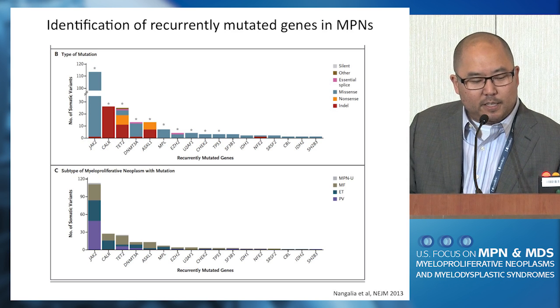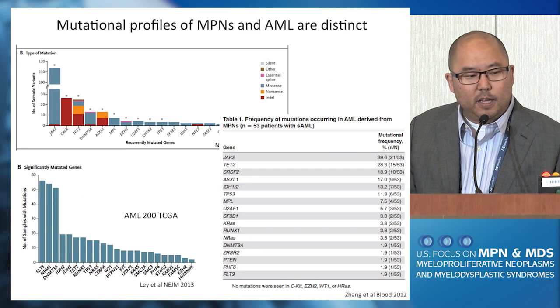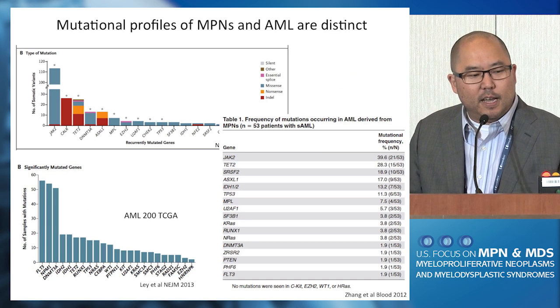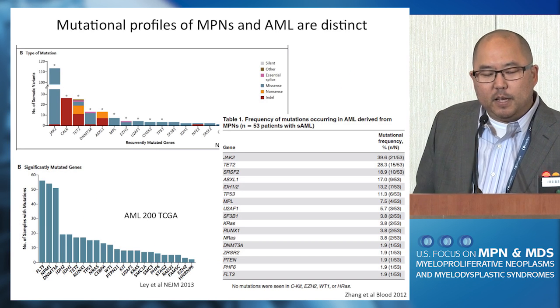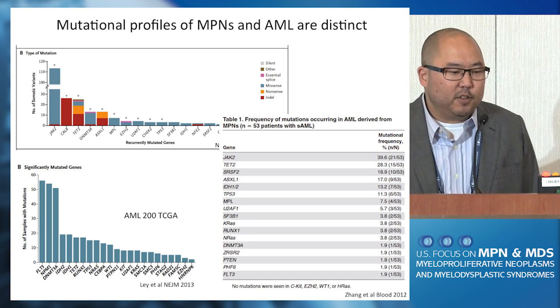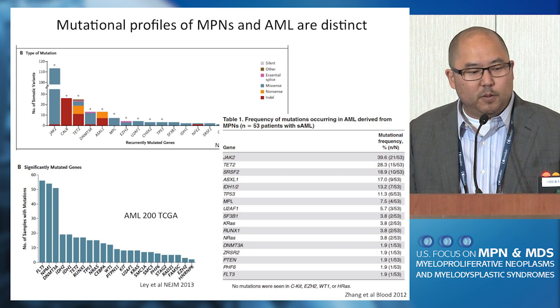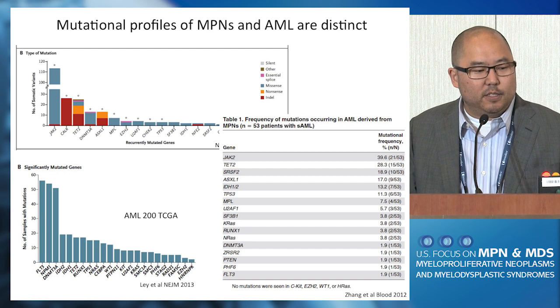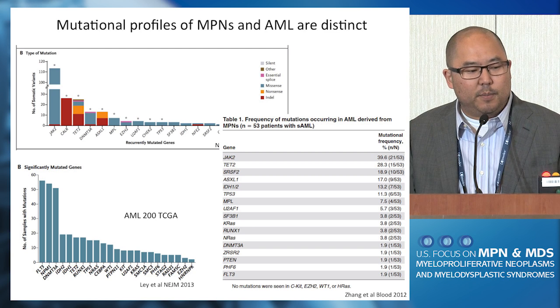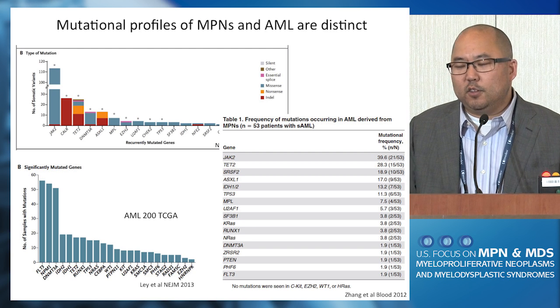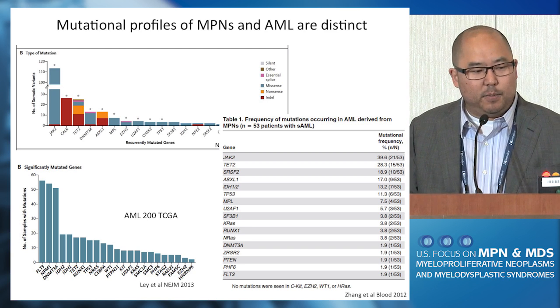And I'm running out of time here, so I won't go into too many details. But I'll make a couple of points. The mutational profiles of MPNs versus AML have a lot of overlap, like I mentioned, but they are distinct. This is the spectrum of mutations in the MPNs, and this is within AML in 200 patients that were examined by the TCGA. You can see that the most common mutations in de novo AML are in FLT3 and NPM1, and those are exceedingly rare in the chronic MPNs.